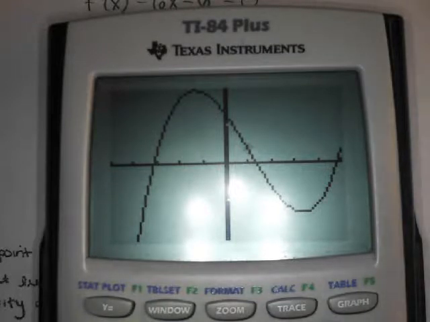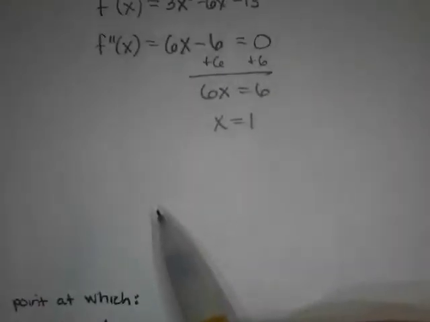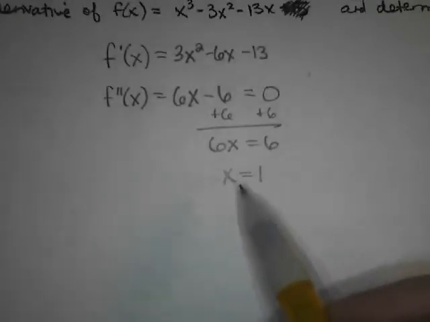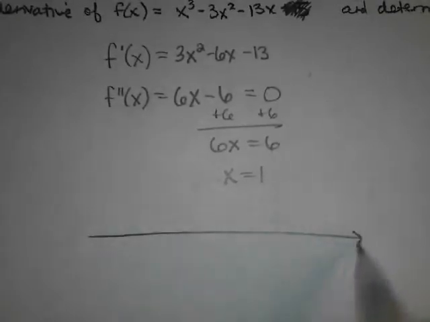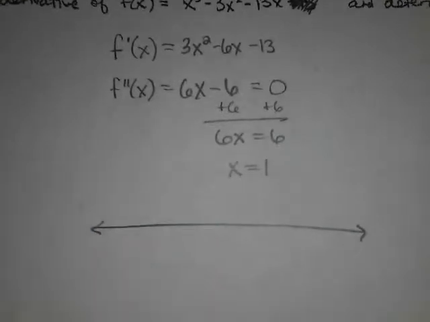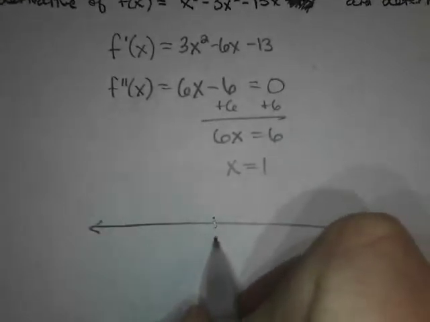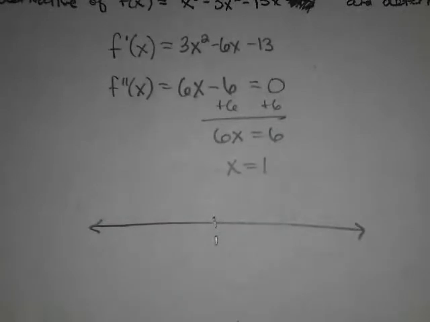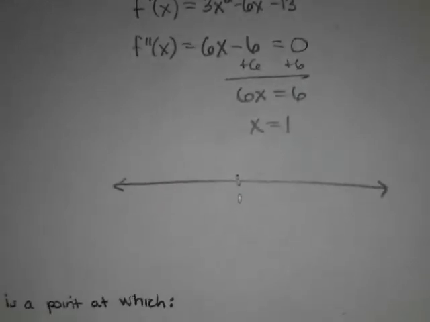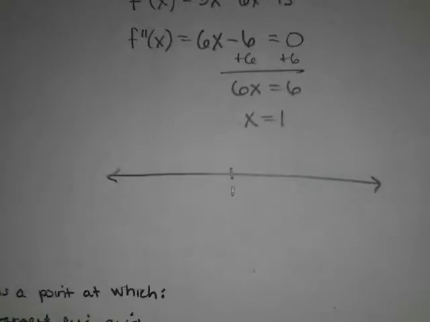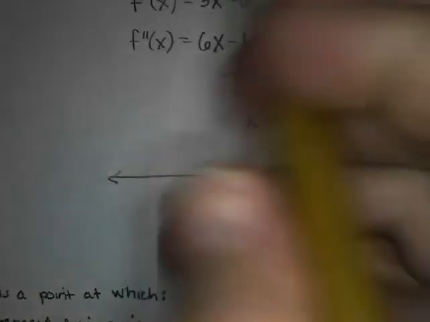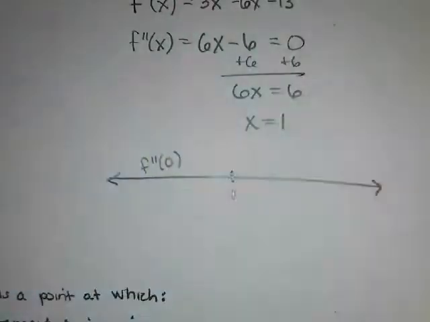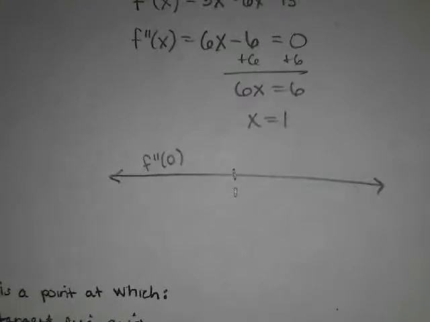So we would, similarly to this, set up a number line like we did with the increasing, decreasing stuff for the first derivative. Here, we're going to set up a number line. Our second derivative equals 0 right at 1. And then we're going to do this second derivative test prior to 1. So we're going to find f double prime of 0. And the second derivative tells us if it's concave up or concave down. Again, I don't care about the value. I care about positive or negative.